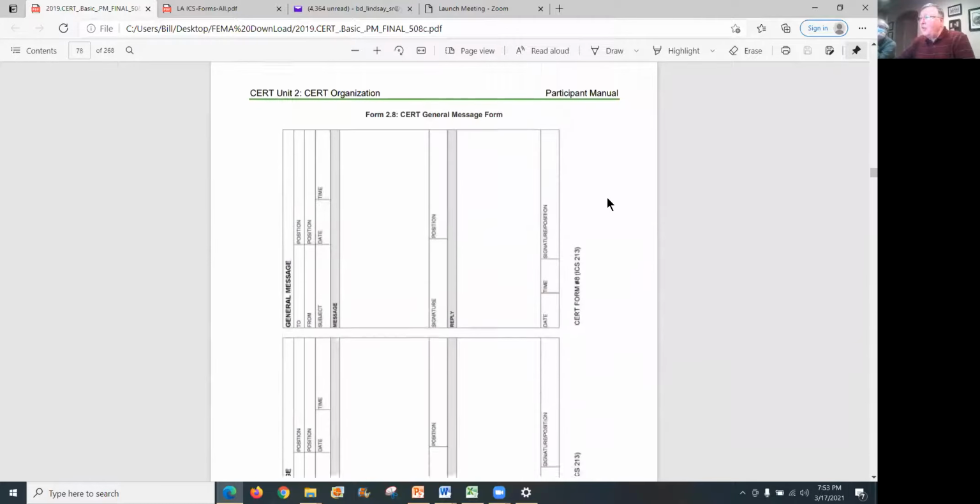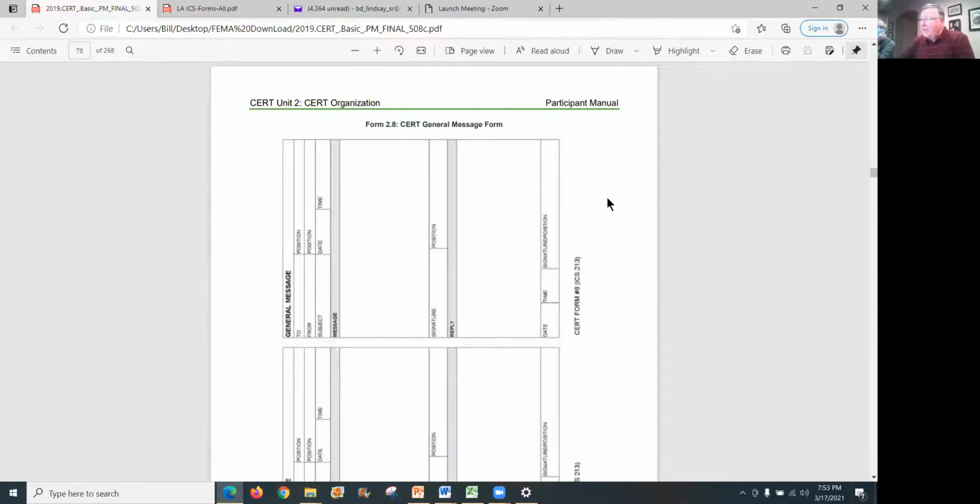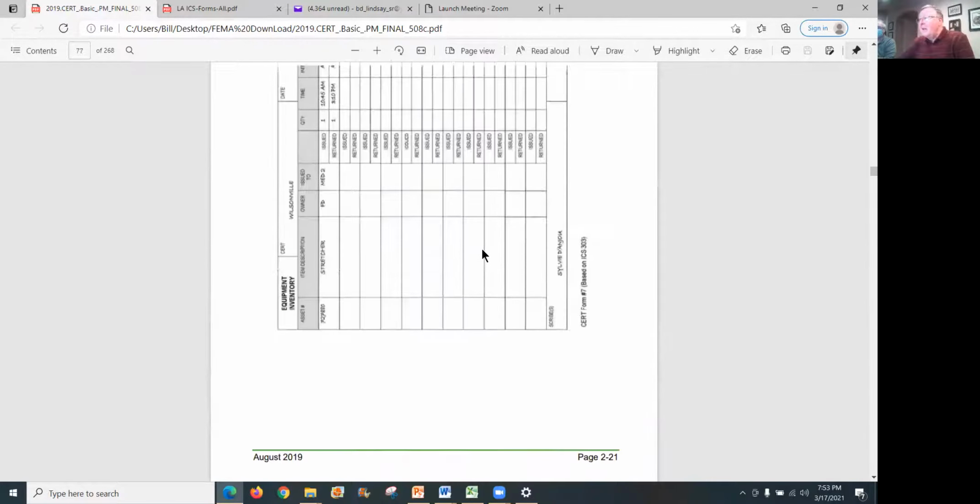This is your message forms. And it's got to, from, dates, position, to, from, to, time, what the message is, when it was delivered, and a reply, and time and date, and who sent it back. And you can use messengers, but I'd rather use ham radio. So it's a lot easier.